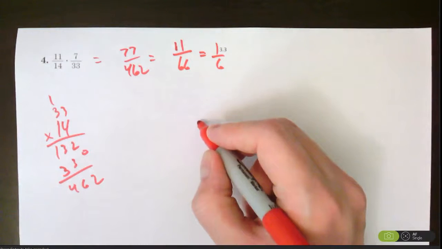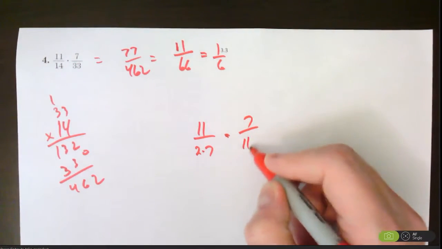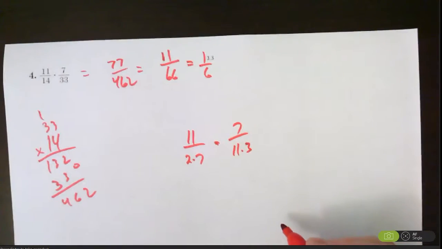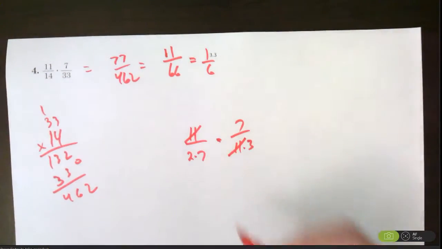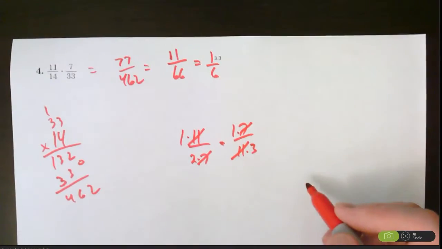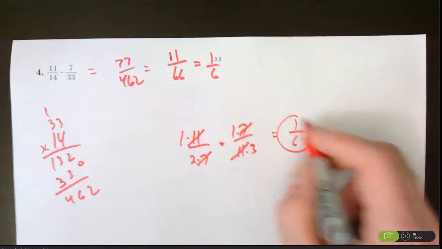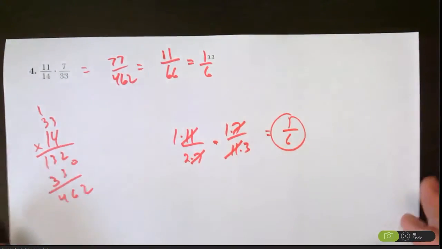Or what you may remember and we talked about in class, I could actually factor everything ahead of time. This is 11 over 2 times 7, times 7 over 11 times 3. And whatever has a common factor on top and bottom, like 11, goes away. Same thing with 7. And with anything that's taken off, if everything's gone, it's replaced with a 1. So 1 times 1 is 1, 2 times 3 is 6. Okay. All right.